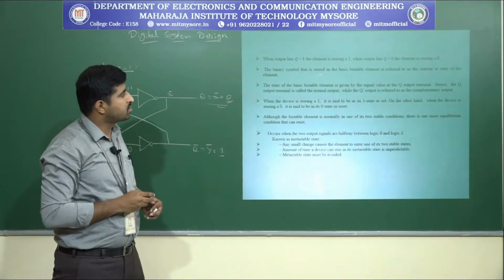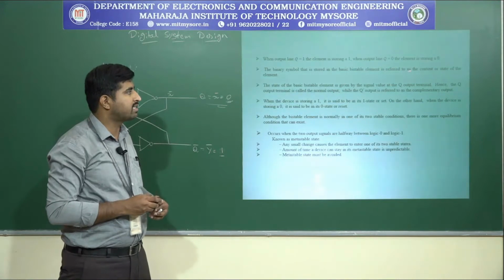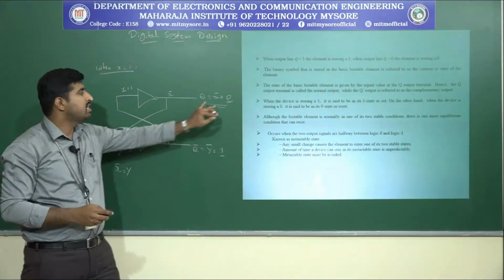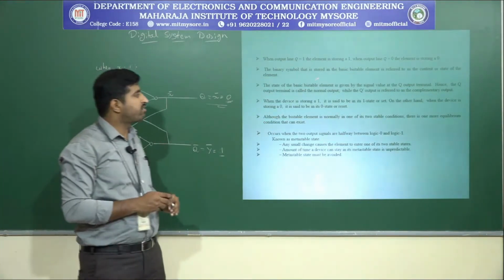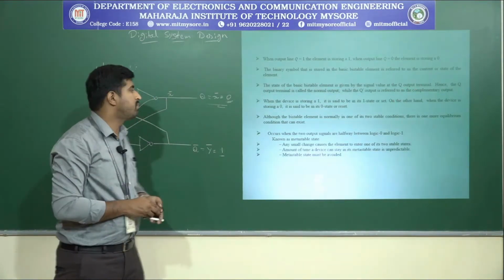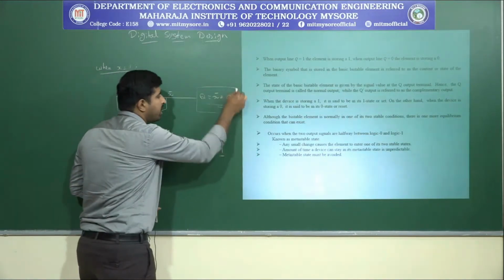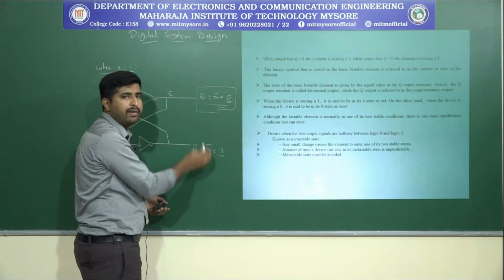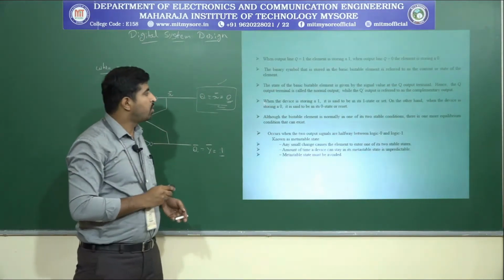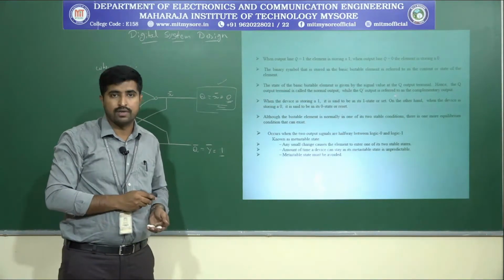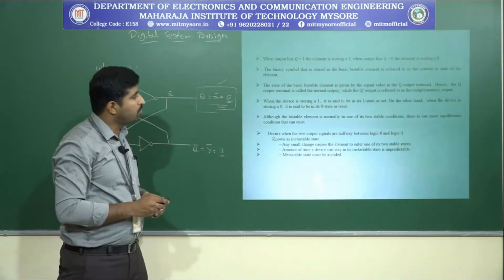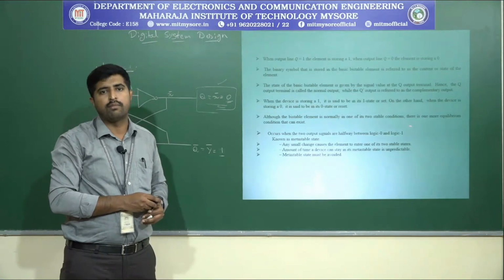So the binary symbol that is stored in the basic bistable is referred to as the content or the state of the element. Whatever they are going to store is considered state 0 or state 1. The state of the basic bistable element is given by the signal value at the Q output. That means we consider the output with only the Q, where Q bar is considered the complement of that. Hence the Q output terminal is called the normal output, and Q bar is considered the complement output.